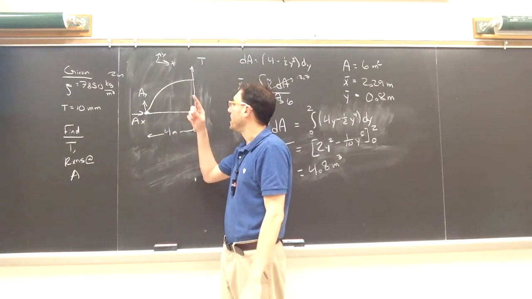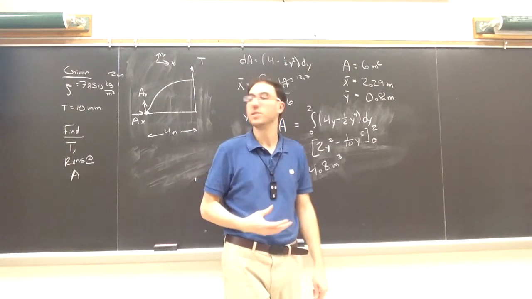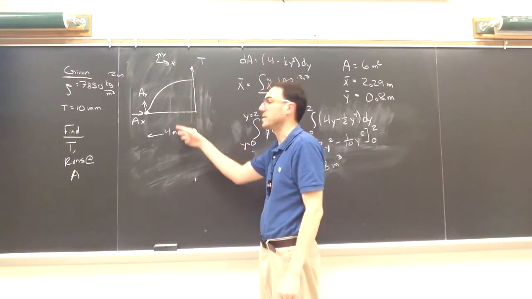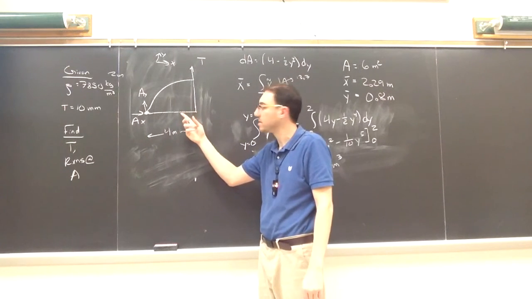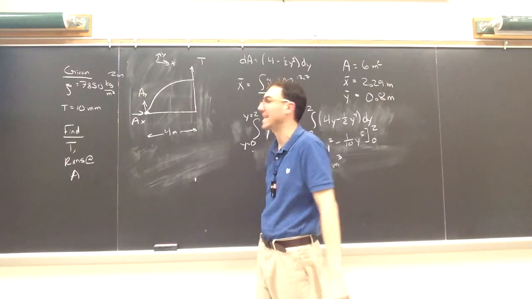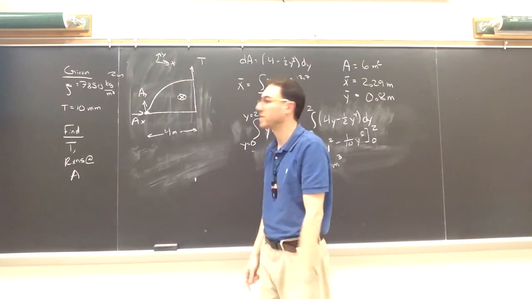Now I have to put in the other force that acts on the plate, which is the force of gravity. And the force of gravity, because it's homogeneous, is going to act at its center of mass, which, because it's homogeneous, is located at the centroid of the shape. So the centroid is what I just found.